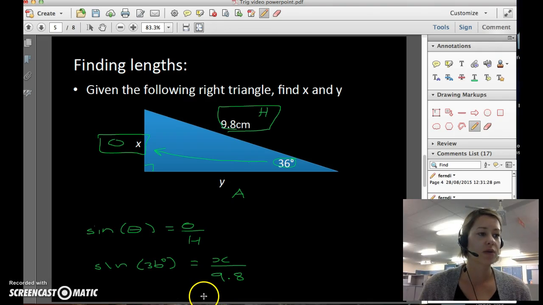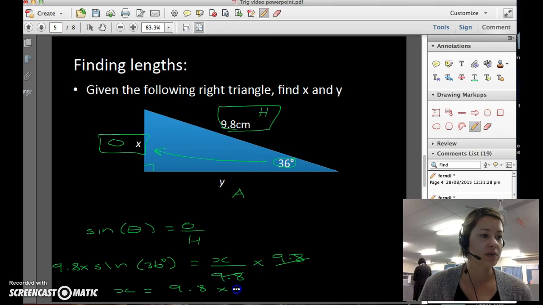At this point we need to rearrange the equation a little bit. We want x by itself, and at the moment it's getting divided by 9.8. So I'm going to multiply both sides by 9.8, and then they will cancel out, and that gives me just the value of x. So x equals 9.8 times sine of 36 degrees. I put that into my calculator to get the answer.